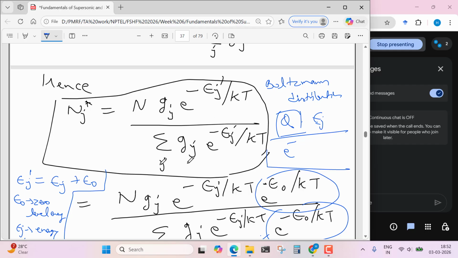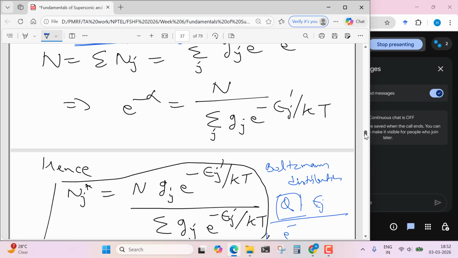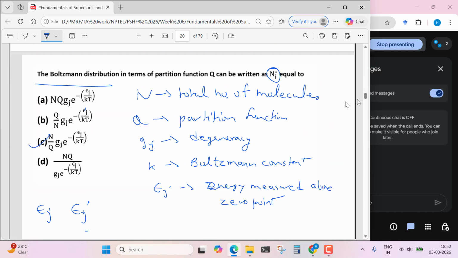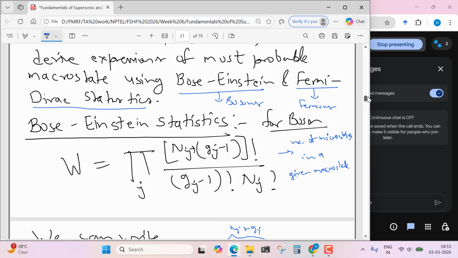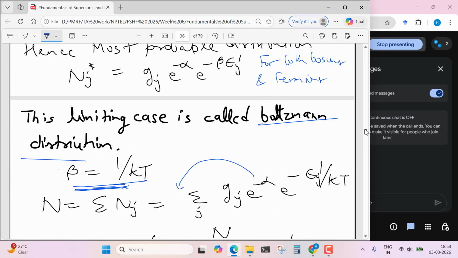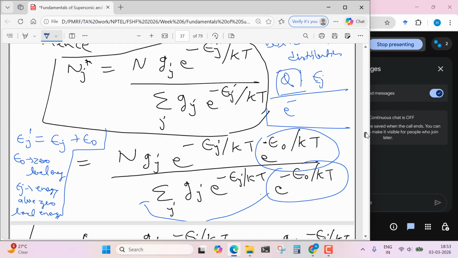But now if you are seeing that before question, here it was in terms of Q partition function, and there was no dash in energy level. It means that energy measured was above the 0 point. So now we'll try to write this equation in terms of that. So this epsilon j dash is what? Epsilon j plus epsilon 0, which is 0 level energy.